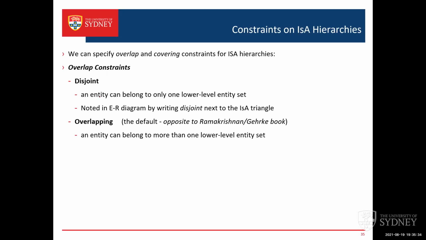Disjoint simply means an entity can belong to only one lower level entity set. If that is the case, we will say that it is disjoint. If that is not the case, and an entity can belong to more than one lower level entity set, then we will say it is overlapping, and this is the default. That means if you don't do anything, then it is overlapping. And if it is disjoint, you have to write disjoint next to the is-a triangle. I'll show that one, no worries.